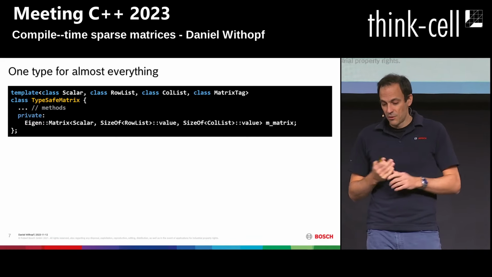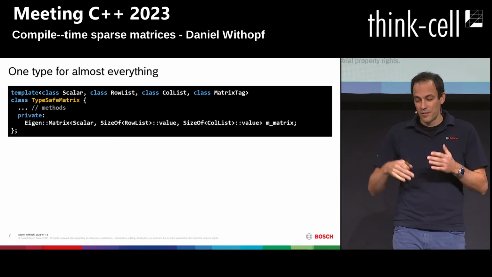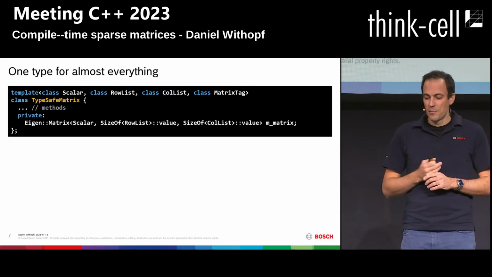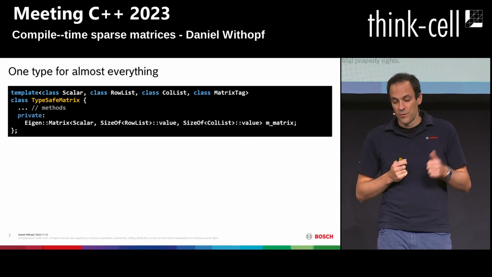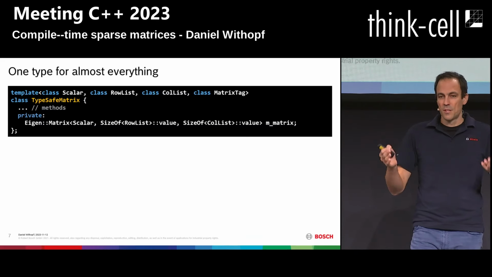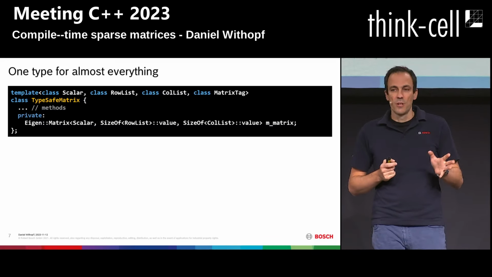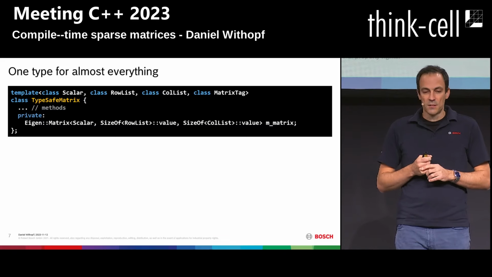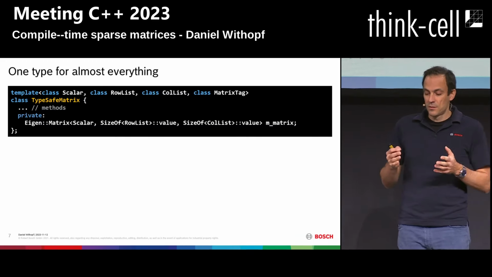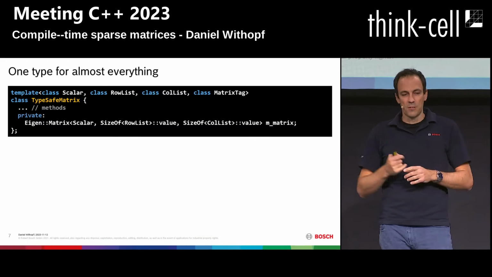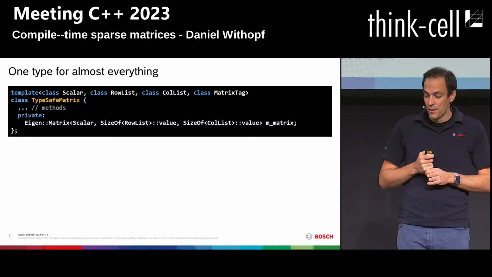Good, then we also need our type-safe matrix class. That's fairly simple, at least on that slide. Of course, there are many methods, but none of them are important for today. The most important thing here are the four template arguments. First one is the scalar type, so are we using floats, doubles, integral types for our representation? The second and third are the row index list and column index list, and these are type lists consisting of the indices I described earlier, and with that you describe what the rows and the columns in your matrix actually mean. And the last one is what I also hinted at earlier, the matrix tag.